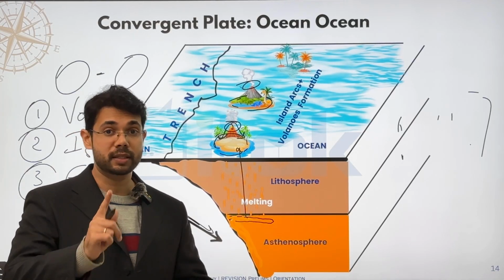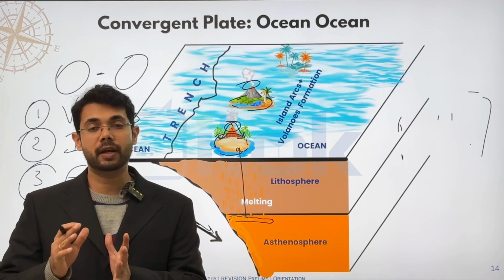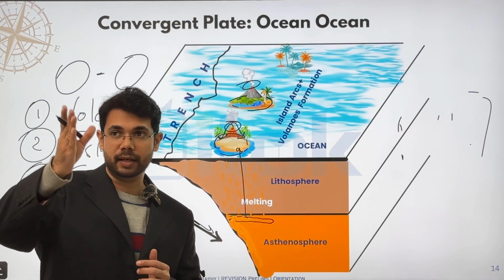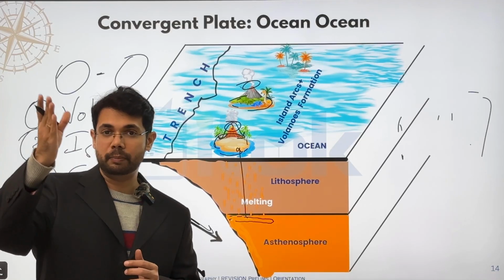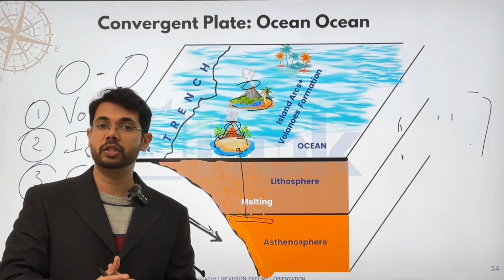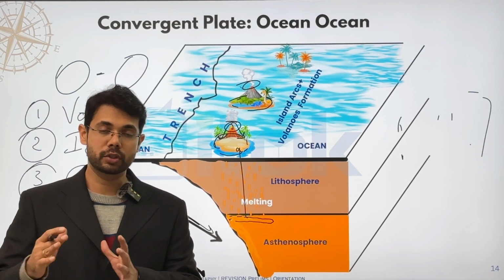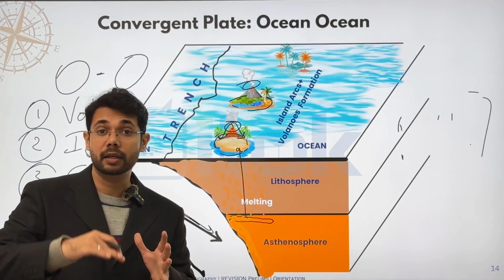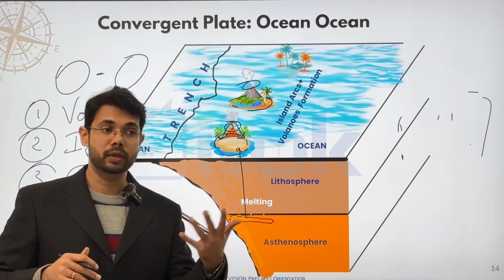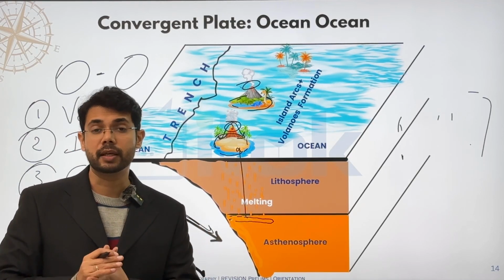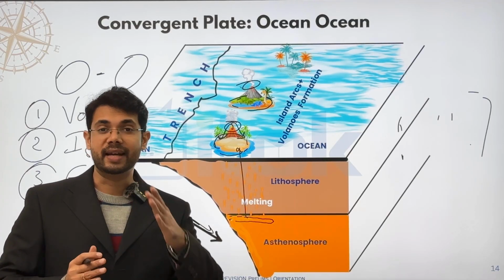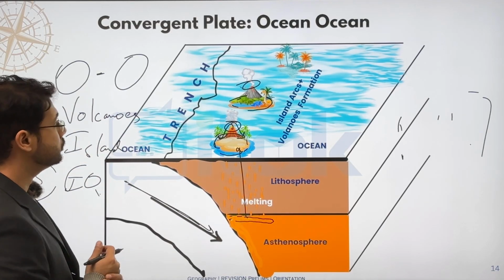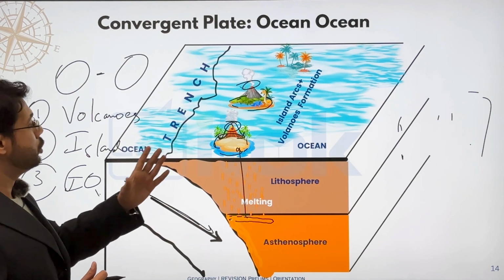For example, look at the map of Japan. Look at the Pacific Islands. They are all in a single line because there is a plate boundary and ocean-ocean collision is taking place. The Pacific Ocean is getting subducted under another part of the ocean, over there the South China Sea or the East China Sea, resulting in the formation of island arcs. So island arcs plus volcanoes formation.